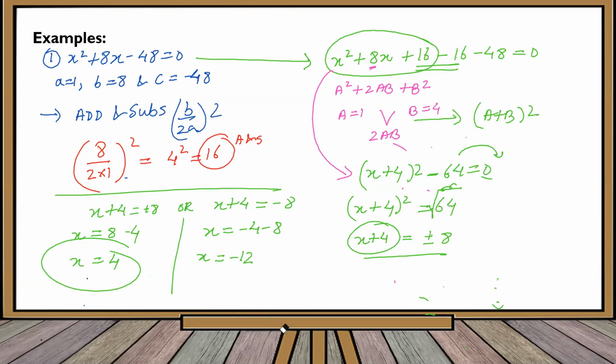Right? So in this way, it is basically called the completing the square method for finding out the roots of a quadratic equation. Understood? Let's take one more example. 9y square minus 12y plus 2 equal to 0.